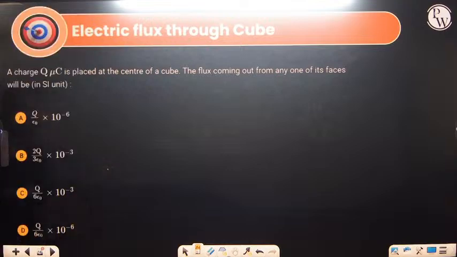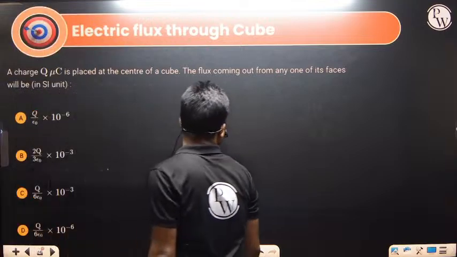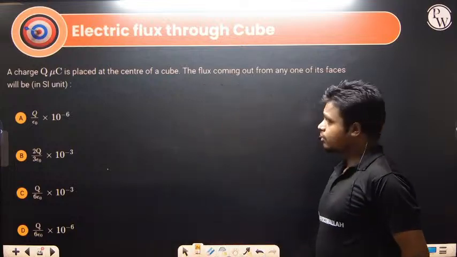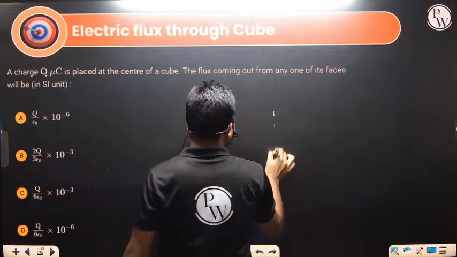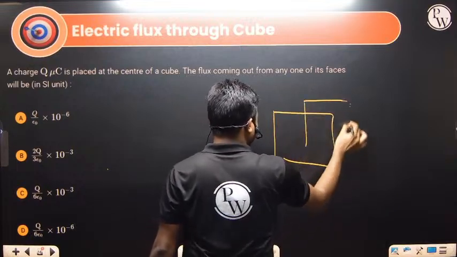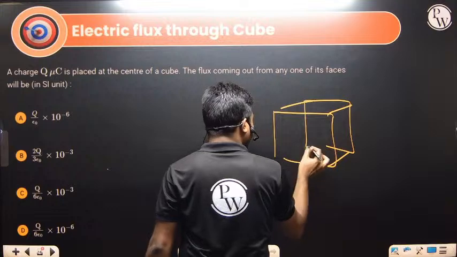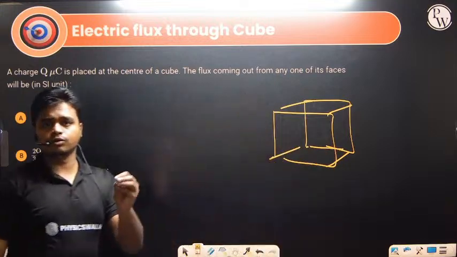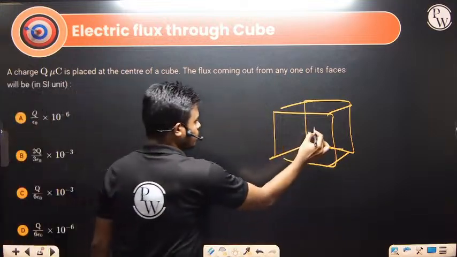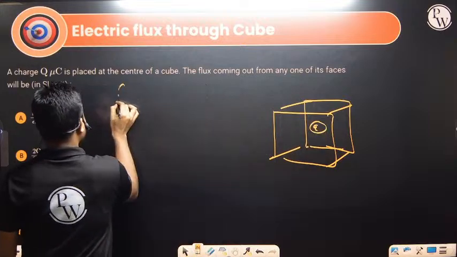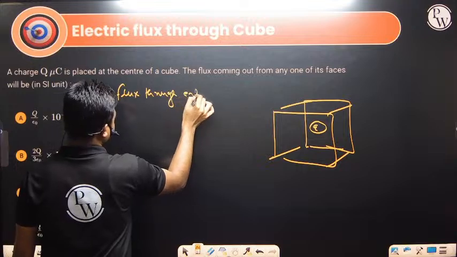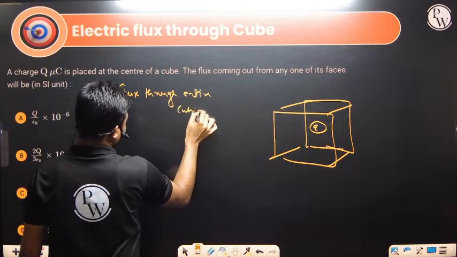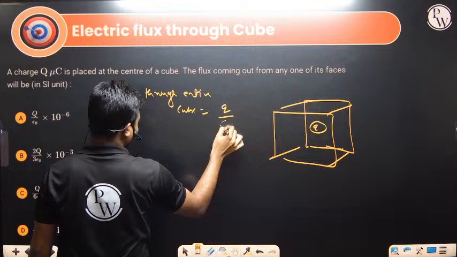Next we have a charge q placed at the center of the cube. The flux coming out from any one of its faces will be the flux coming out from that face. Imagine the charge is placed at the center of the cube. So the flux through the entire cube, you can note this down, is Q by epsilon naught.